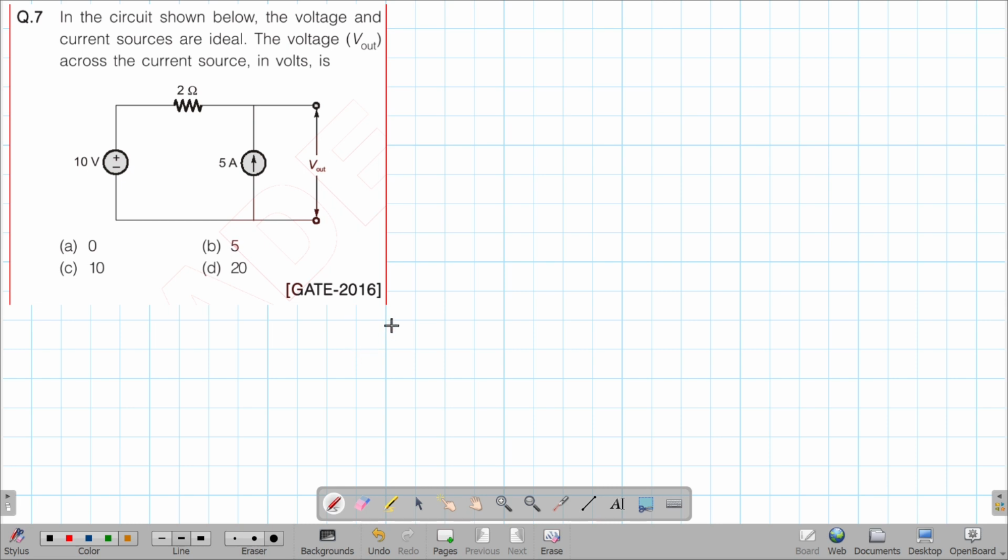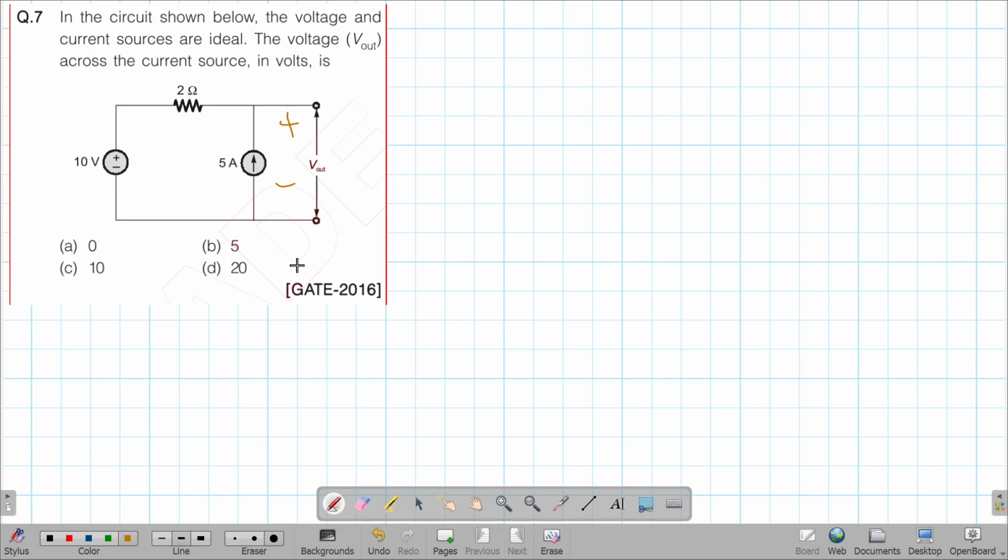Hey friends, let's solve question number 7 from workbook. In this question, a circuit diagram is given in which ideal voltage source 10 volt, resistance of 2 ohm and ideal current source 5 ampere are connected in series, and we have to find voltage across the current source.